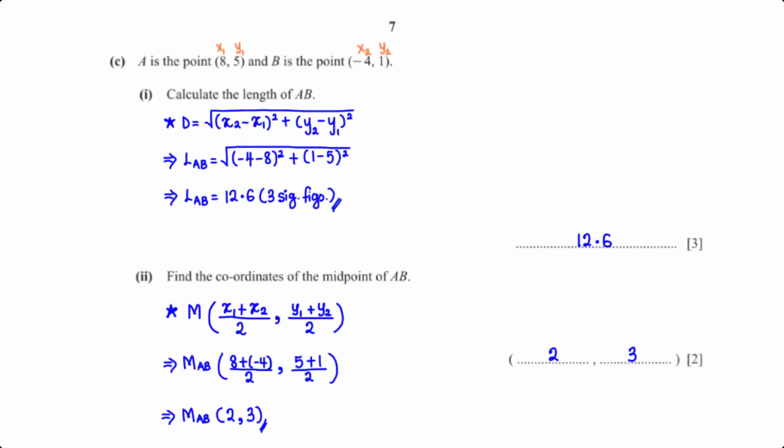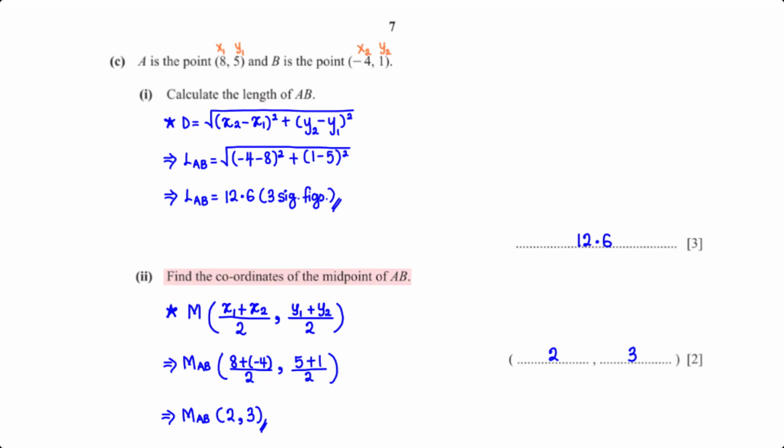A is the point (8, 5) and B is the point (-4, 1). Calculate the length of AB. To find the length of AB, we apply the distance or length formula. This is what we get when we plug in the coordinates of A and B into the formula. When we type this into the calculator, we get 12.6 rounded to 3 significant figures.